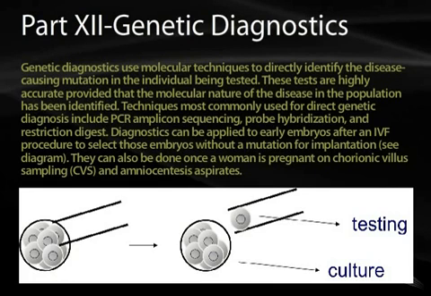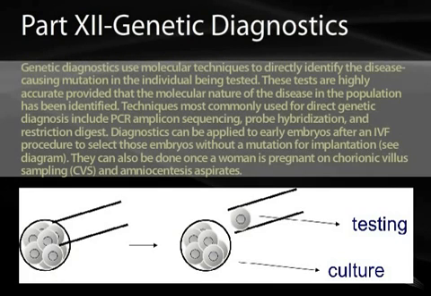All right, let's switch gears and get into diagnostics. Genetic diagnostics uses molecular techniques to directly identify disease-causing mutations in the individuals being tested. Tests are very accurate, provided the molecular nature of the disease in the population has been identified. If we know the gene that we're looking for, and better yet, if we know the mutation in the gene that we're looking for, then we can be very accurate in our diagnosis because of this molecular nature. Techniques that are most commonly used for diagnosis are things like PCR amplicon sequencing, probe hybridization, and restriction digestion.